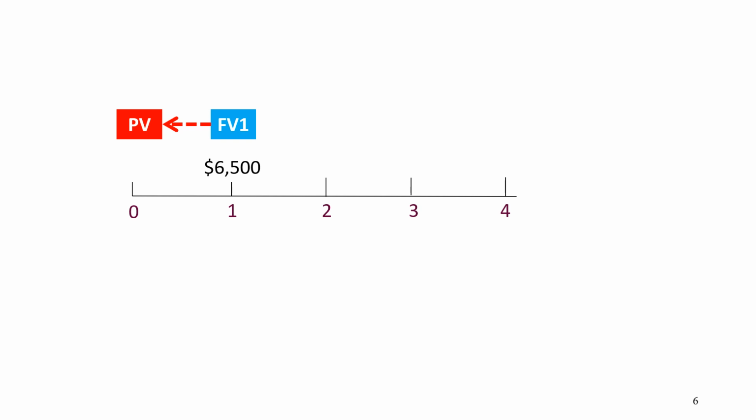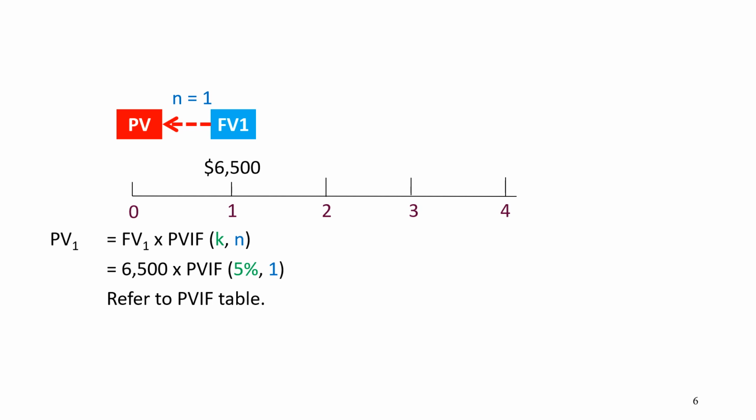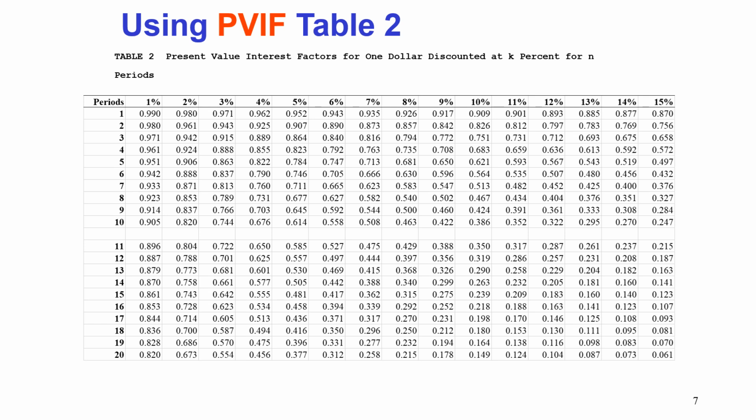Here, the discounting period is 1 discounting period, so N is 1. So we put in this formula, substitute the figures in, refer to the PVIF table. Take note, this is PVIF table. This is a present value table, not future value. Please make sure you get the correct table.